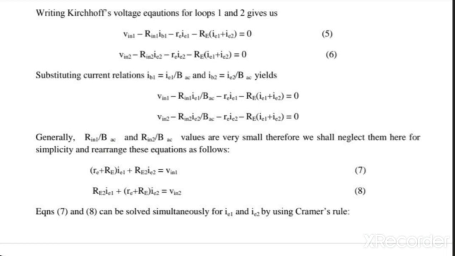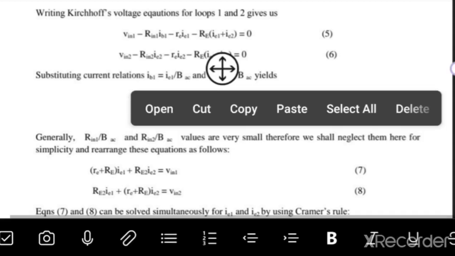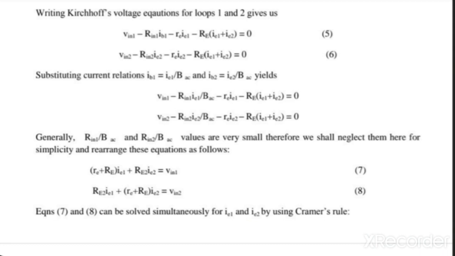Substituting IB1 is equal to IE1 divided by BAC and IB2 is equal to IE2 divided by BAC, we can write V input 1 minus R input 1 IE1 by BAC minus RE IE1 minus RE IE1 plus IE2 equal to 0. The second equation is V input 2 minus R input 2 IE2 by BAC minus RE IE2 minus RE IE1 plus IE2 equal to 0.